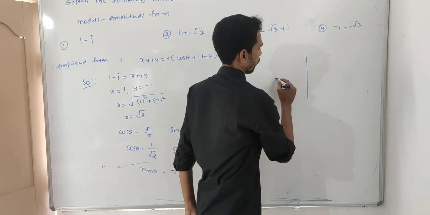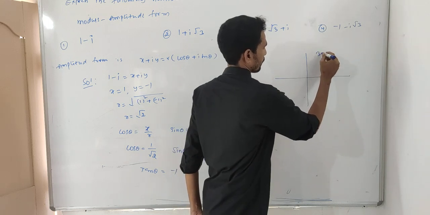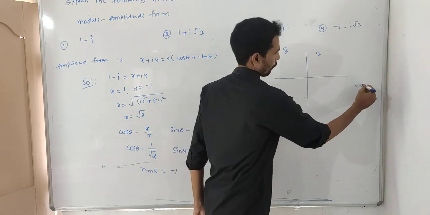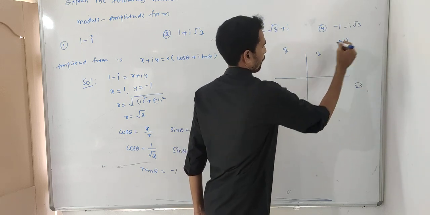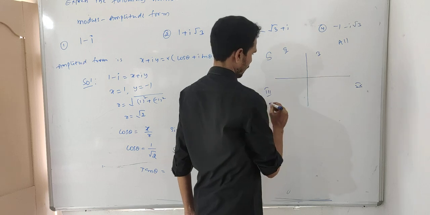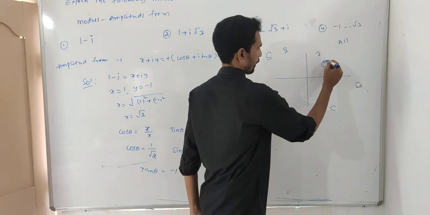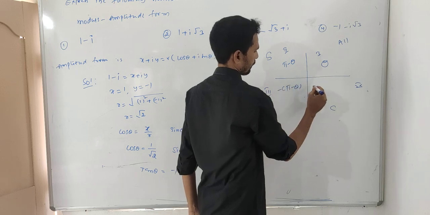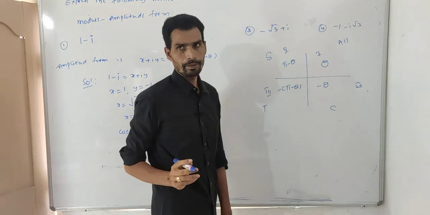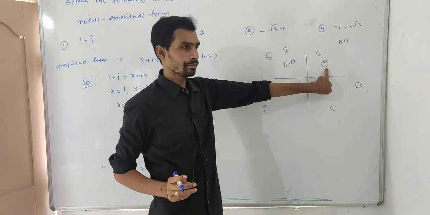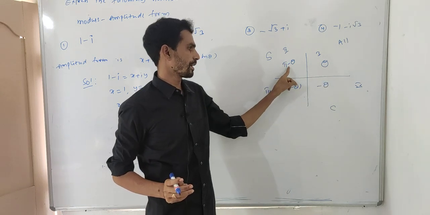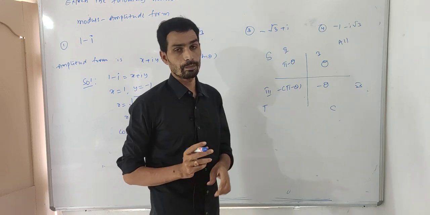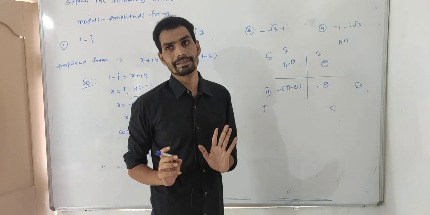Most important formula: first phase, second phase, third phase, and fourth. Here theta, here pi minus theta, minus of pi minus theta, minus theta. Once again I will repeat. First one is theta, second one is pi minus theta, third one is minus of pi minus theta, fourth one is minus theta. It's the most important for entrance.